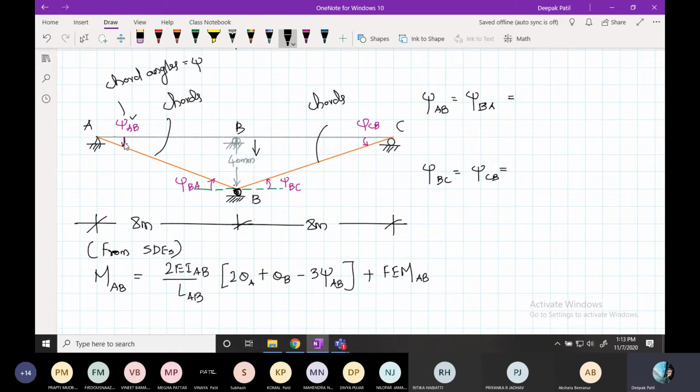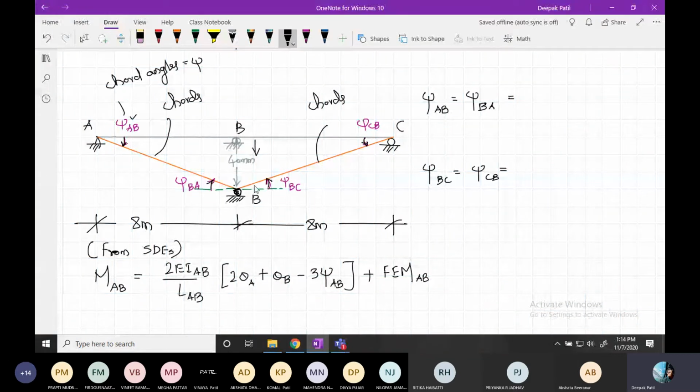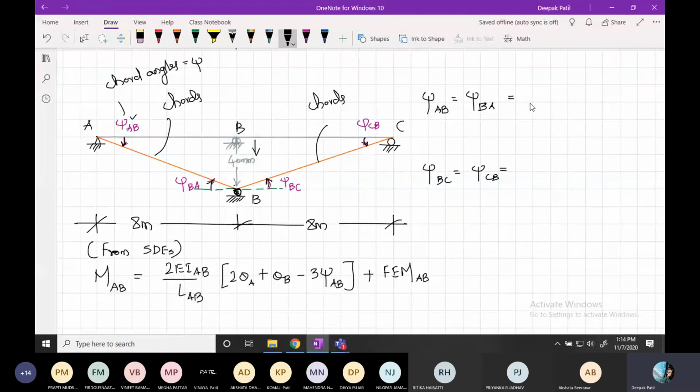So this side it will be psi AB and it is clockwise. And this side it is called psi BA, that is also clockwise. This side it is psi CB, anti-clockwise. And this side also it is psi BC, which is also anti-clockwise. This we have already seen. So how will you calculate psi AB, which will be equal to psi BA?